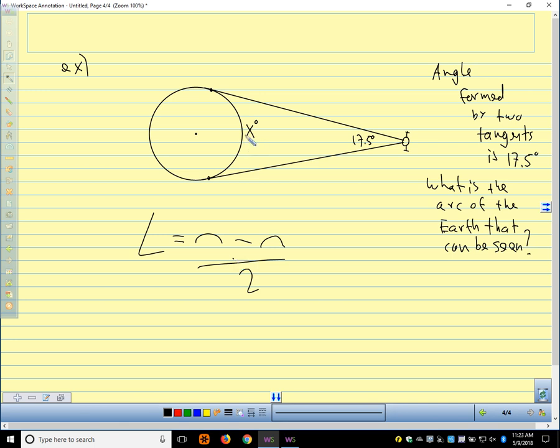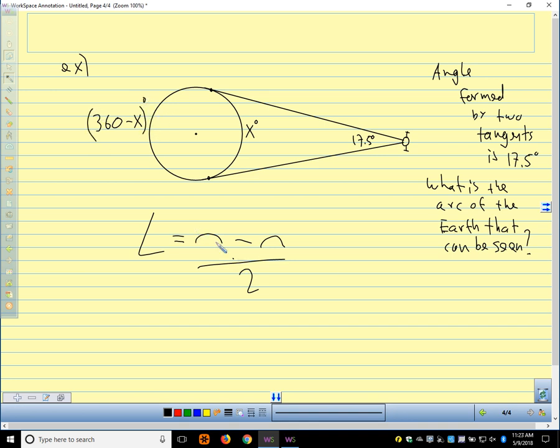Well, one arc is x. The problem doesn't tell us anything about this arc. But can we figure out something about that arc? What's the arc all the way around the Earth? 360. So this part is x. What's left for this part? 360 minus x. So this arc is 360 minus x degrees.